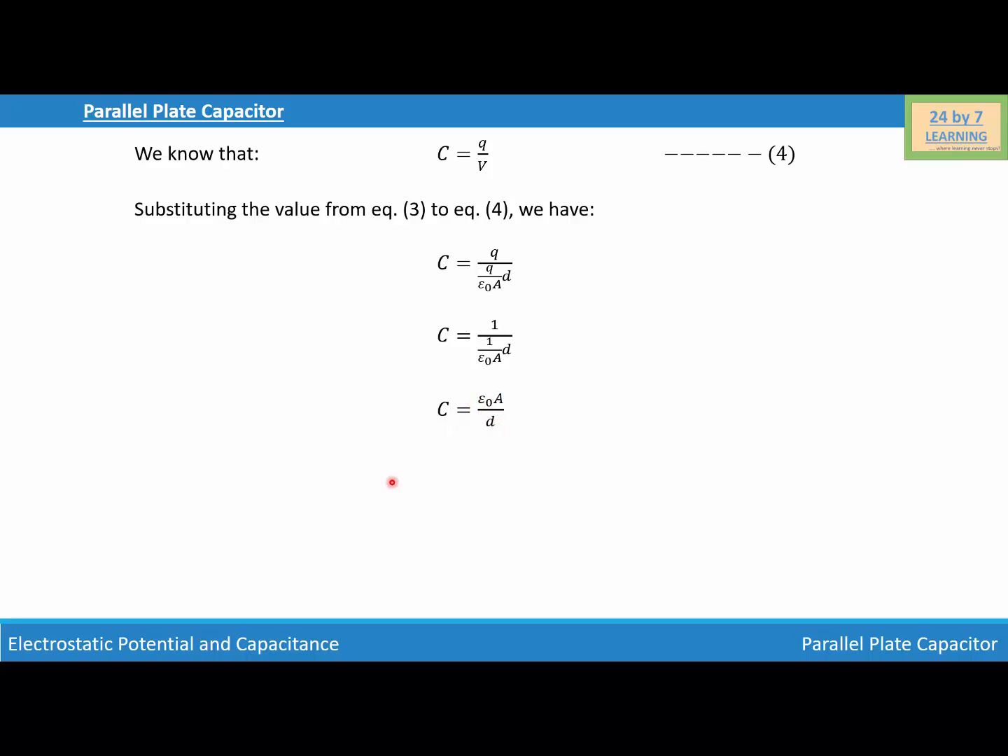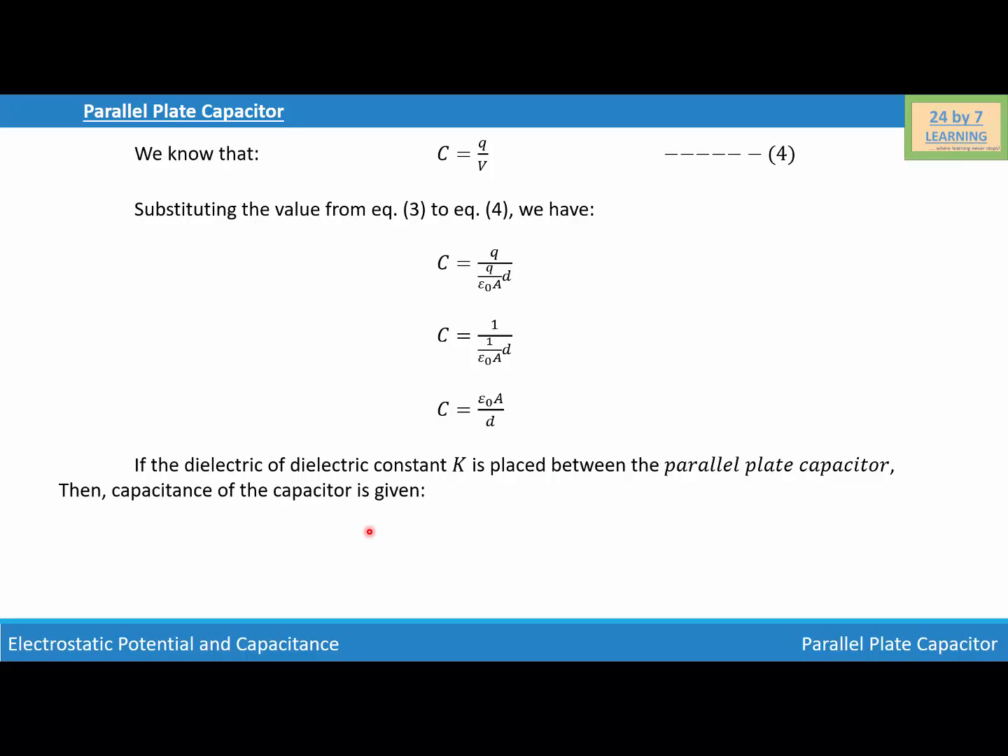If the parallel plate capacitor has a dielectric of dielectric constant K placed in between the parallel plates, then the capacitance of the capacitor will be given as C is equal to K epsilon 0 A over D. And this is how we will define the parallel plate capacitor.